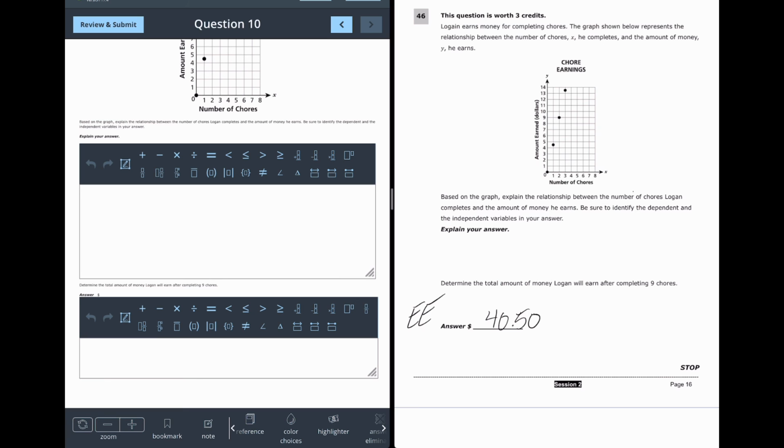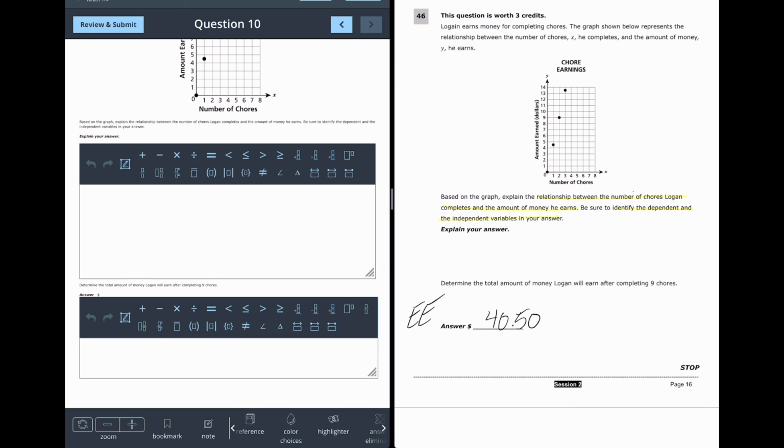All right, so Logan earns money for completing his chores. We can see a graph of how much he earns. The first part says, based on the graph, explain the relationship between the number of chores and the amount of money he earns. So I have to really be clear about that, and I need to identify the independent and dependent variables.